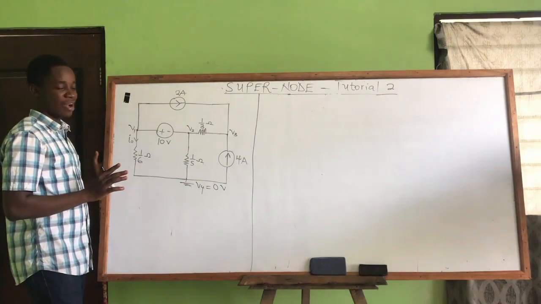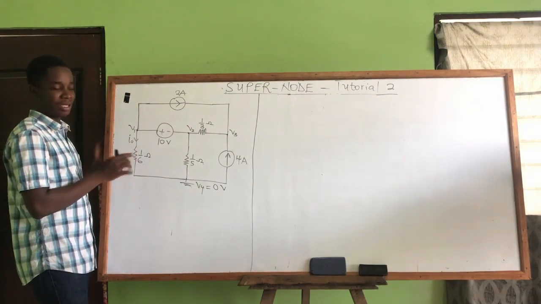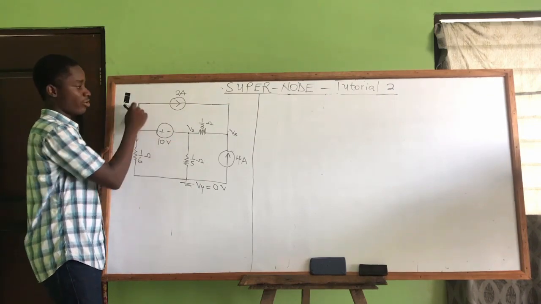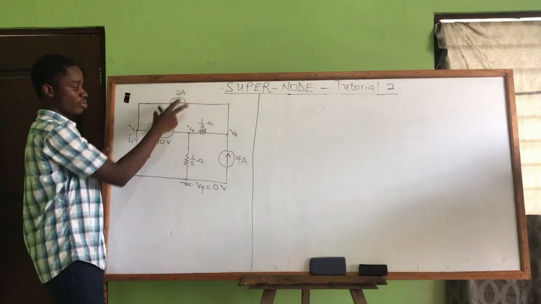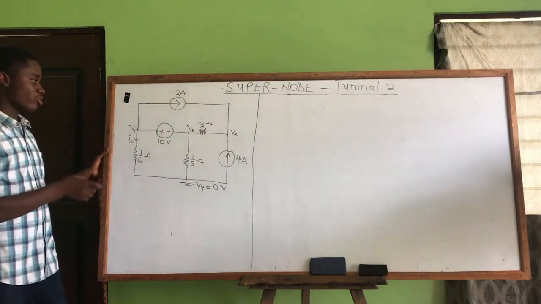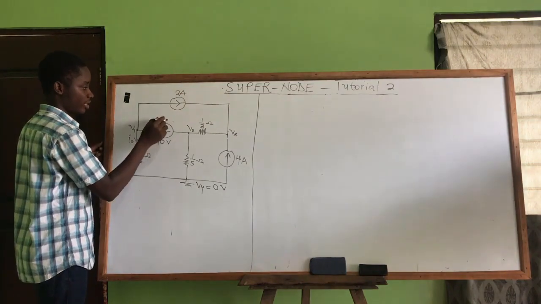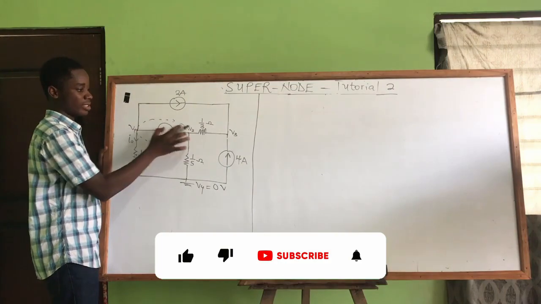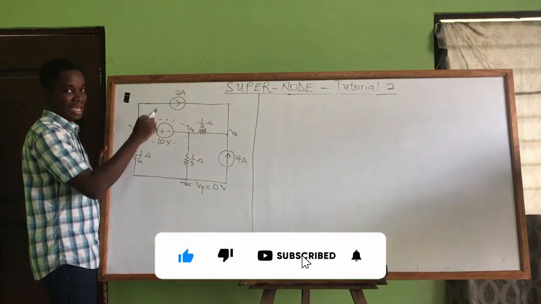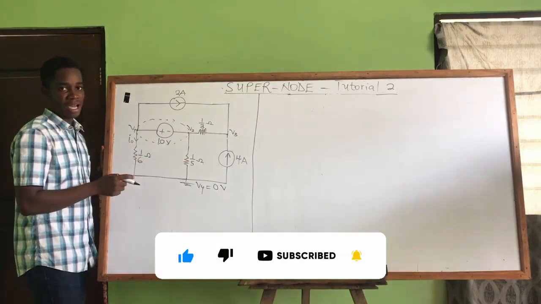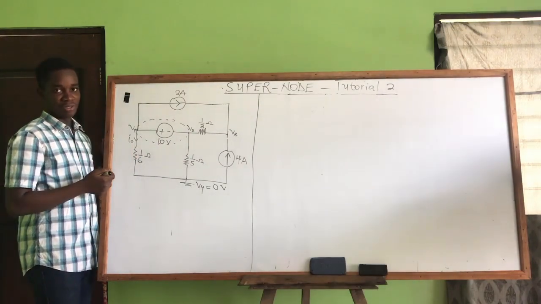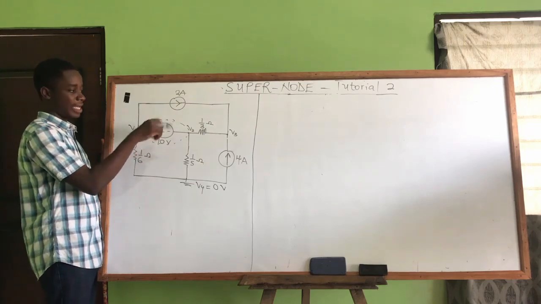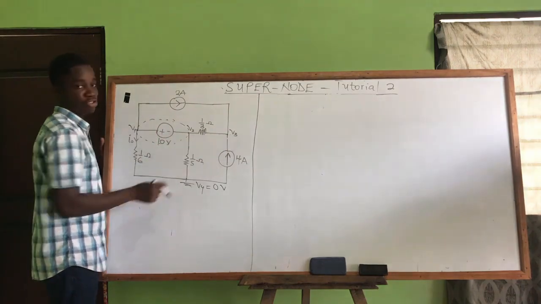In this diagram, we don't have any elements connected in parallel with this voltage. This 2 amperes is not in parallel with this one. It is across this whole element. So we are going to just enclose this portion here and consider these 2 nodes as a single node. Don't forget there is another node, V3, but that one is not part of the supernode. So we are going to write KCL at the supernode, then later write KCL at this node.